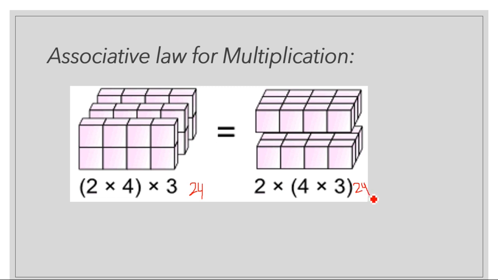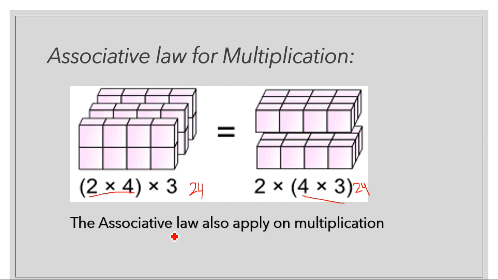So again, in associative law for multiplication, it does not matter how we group the numbers. On the left hand side we have grouped 2 and 4, and on the right hand side we have grouped 4 and 3, but we got the same answer. So it does not matter how we group the numbers, the answers are the same. So this associative law also applies to multiplication.